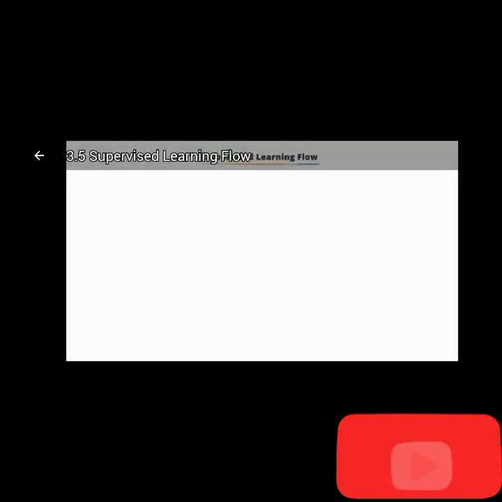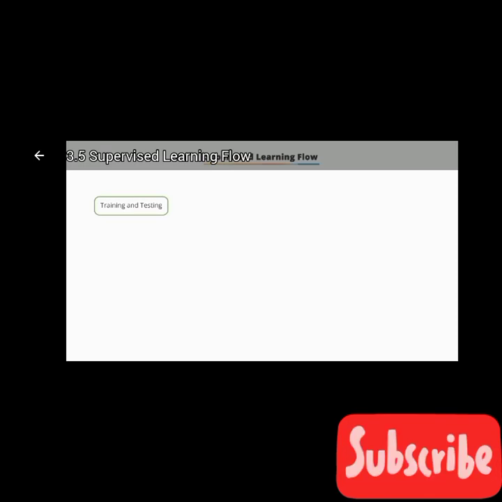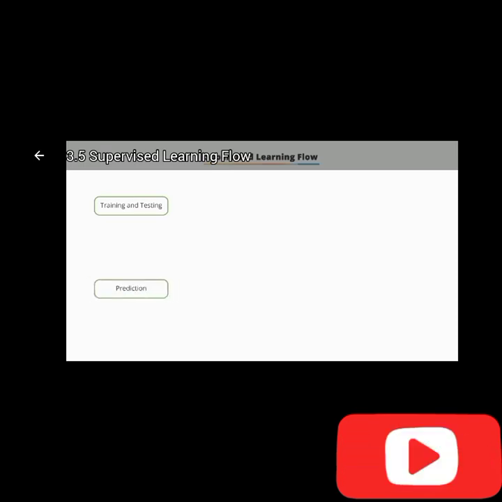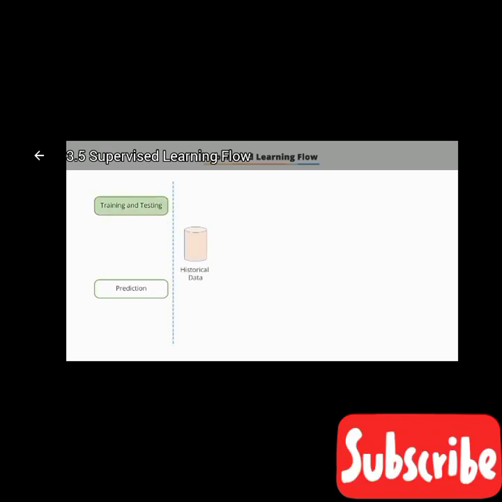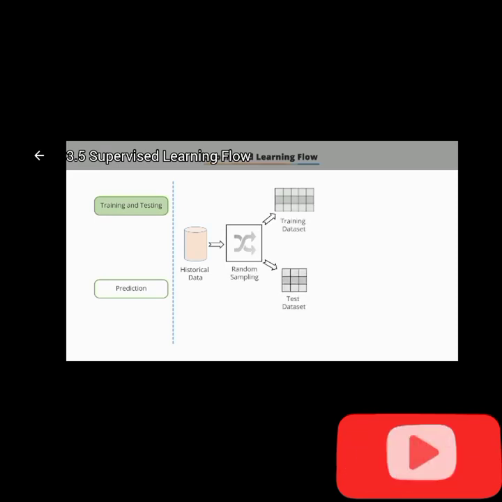Supervised learning flow. Let's understand the flow of supervised learning. There are 2 steps involved in building a supervised learning algorithm. The first step is training and testing. The second step is prediction based on training and testing. Let's understand the training and testing phase. Once you have gathered all the historical data, you need to do the random sampling of the gathered data. This will give you the train and test data set, which is divided in the ratio of 70 to 30.